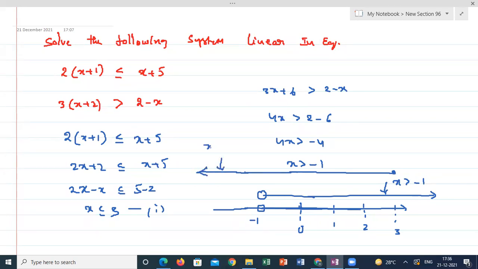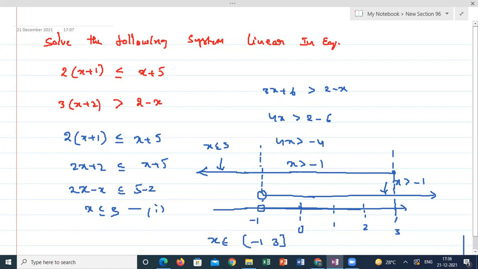x less than or equal to 3. So what is the common solution here? From here to here only the common solution. So minus 1, open braces, 3 closed braces is x belongs to.